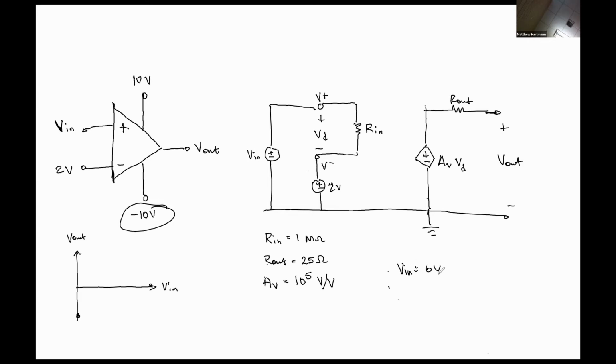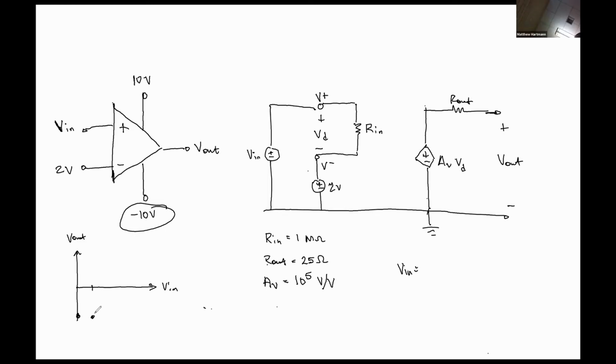Now, what happens if Vn were 1 volt? VD would be -1. So V out mathematically should be -100,000 volts, which is more negative than -10 volts. So what's the output voltage? It would still just be -10. -10, that's right.